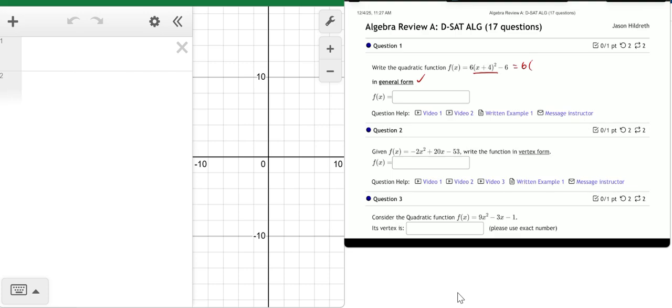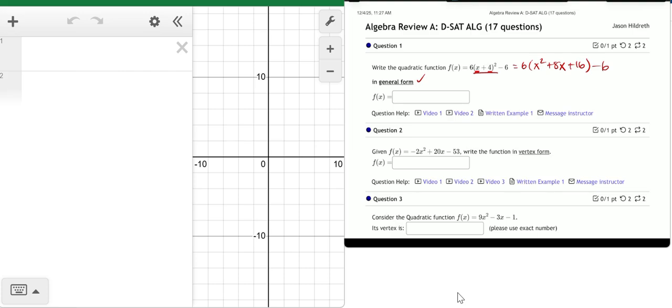The binomial square rule is we square the first term, x squared. We take the product of the two terms and double it. X times a positive 4 is 4x, doubled is 8x. And then the last term we square: positive 4 squared is 16. And then you have your minus 6 outside.